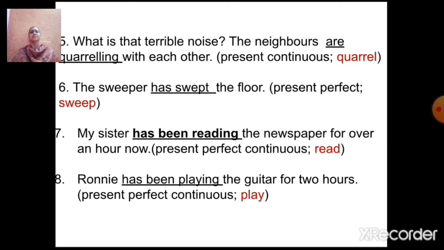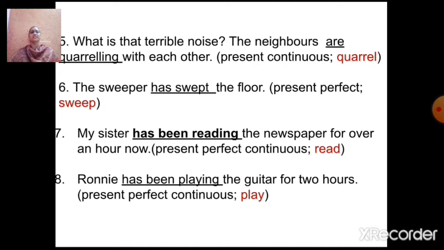Then the next is: my sister dash the newspaper for over an hour now. Now we need to complete this sentence with present perfect continuous and the verb given is read. Now just follow the formula. The formula here is has or have plus been plus ing form of verb. Since my sister is singular, we are going to use has. So the answer is: my sister has been reading the newspaper for over an hour now.